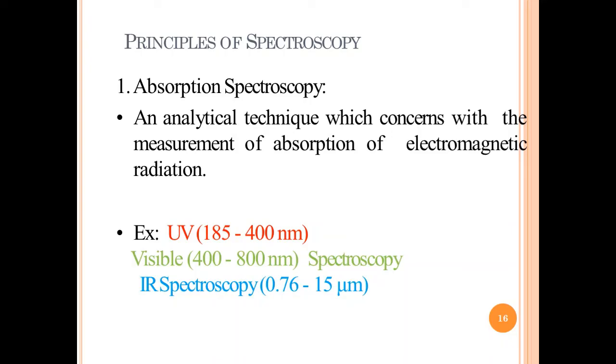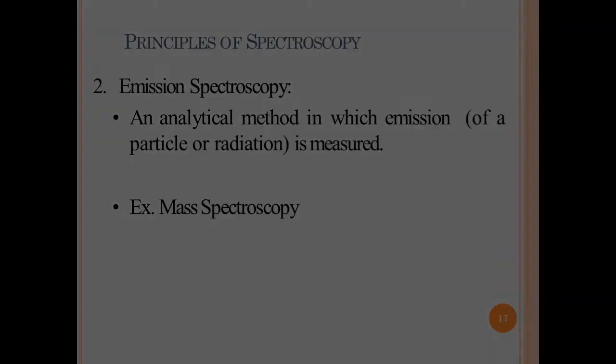What are the different types of spectroscopy? Absorption spectroscopy is one of them. It is an analytical tool which measures the quantum of absorption. When light is passed on any sample, what is the quantity of light that is being absorbed by the sample? Examples are ultraviolet, visible and IR spectroscopy.